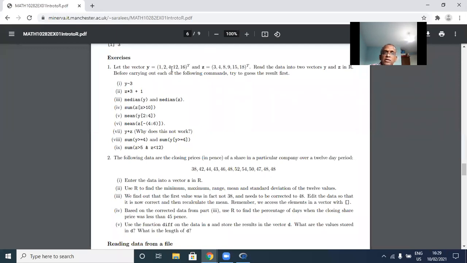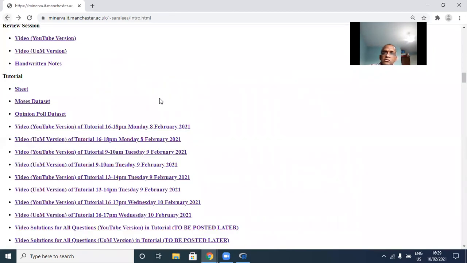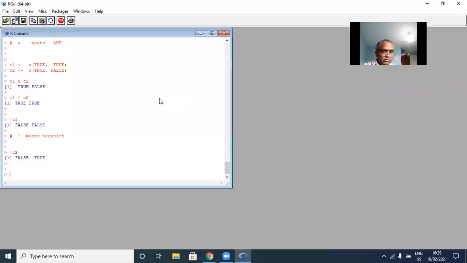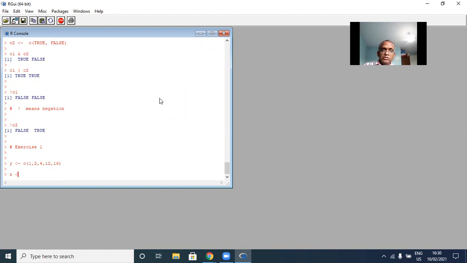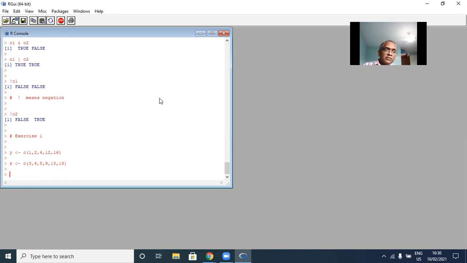So here you have two vectors y and z, and we need to do these manipulations, right? Okay. So let's try to do that. This is exercise 1. So the first thing you need to do is to create the vector y, which contains the numbers 1, 2, 4, 12, and 16. The second thing we need to do is to create the vector z, which contains the numbers 3, 4, 8, 9, 15, and 18, right?